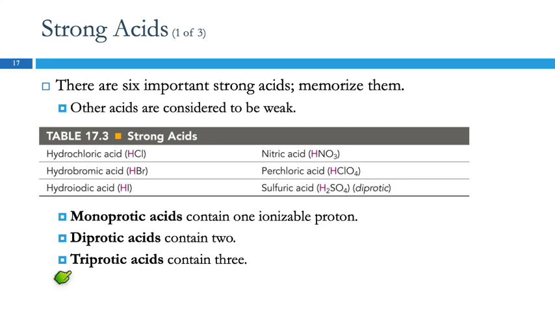A triprotic acid is going to have 3. Anybody think of a triprotic acid? What's H3 something? H3PO4. Phosphoric acid would have 3. Most of the acids we're going to see are monoprotic.